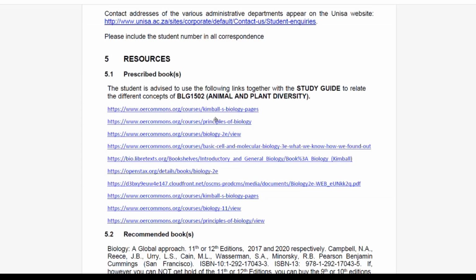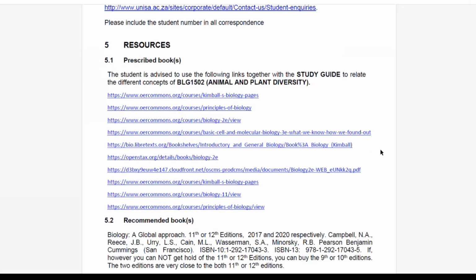If you can just copy this link and paste it in your browser, you will be redirected to a book, an article, slides or notes which could be helpful to you. So make use of this. If you do not have access to the internet, make sure that you go to campus or whatever means you can, so that you can download this and have it at your disposal.